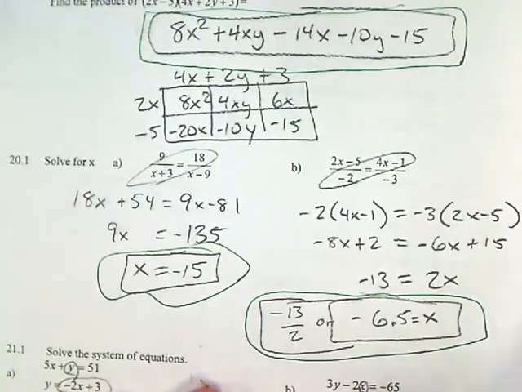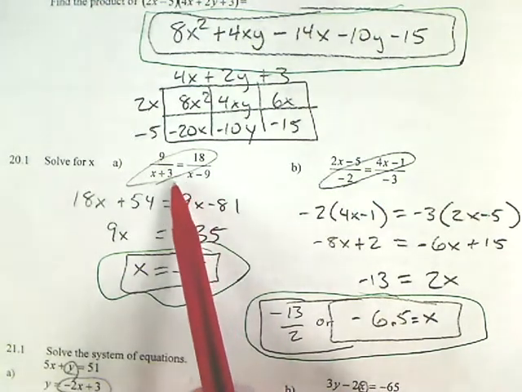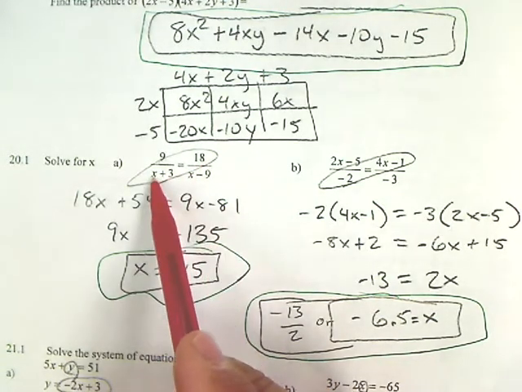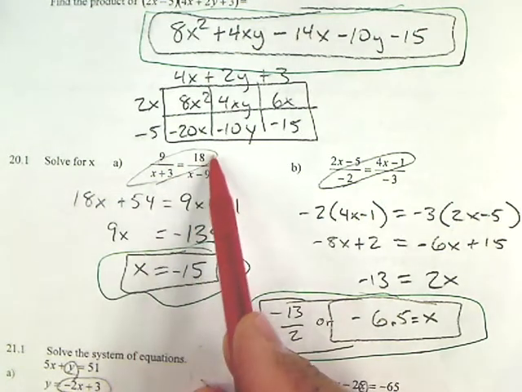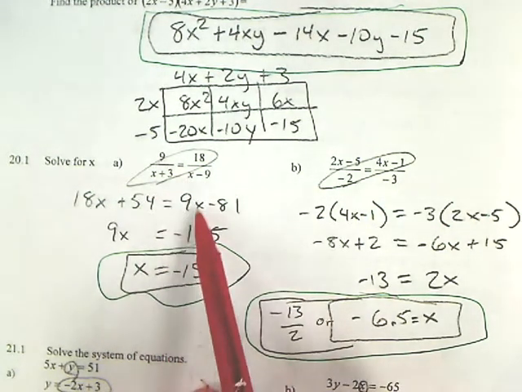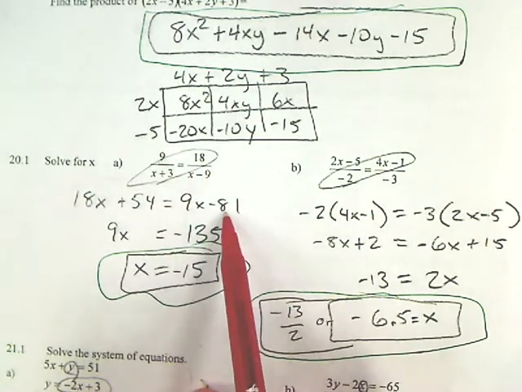A lot of negative problems in this one. You have two ratios that are equal. That's called a proportion. And I just cross multiply or butterfly. 18 times x is 18x. 18 times 3 is 54. 9 times x, 9x. 9 times 9, 81. Don't forget that minus.